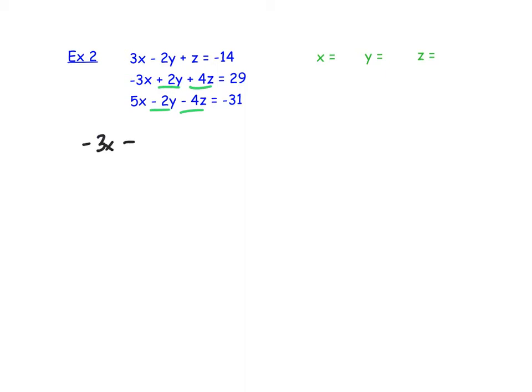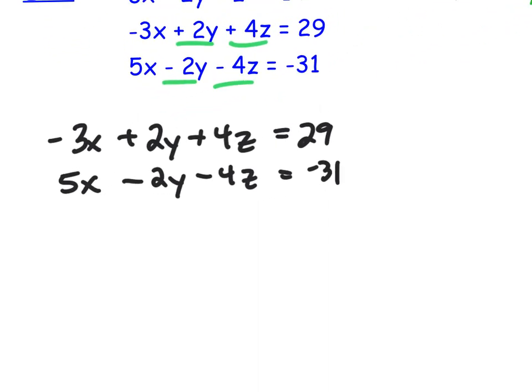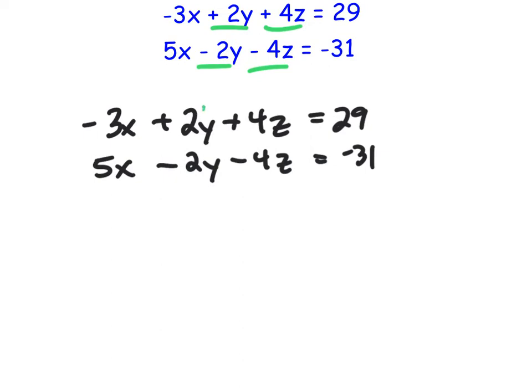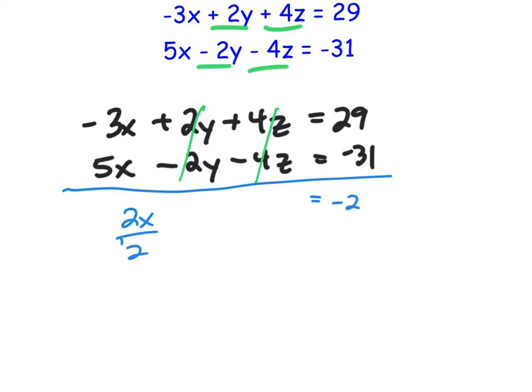We've got 3x plus 2y plus 4z equals 29. And then we have 5x minus 2y minus 4z equals negative 31. If you notice here, if we add these two equations together, the y's are going to cancel out and the z's are going to cancel out. So that actually worked out kind of nicely. What we're left with is 3x plus 5x is 8x, and 29 minus 31 is negative 2. I'm going to divide both sides by 2, and I get x equals negative 1.